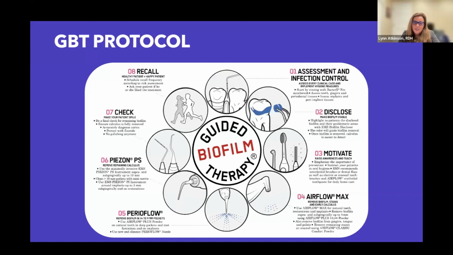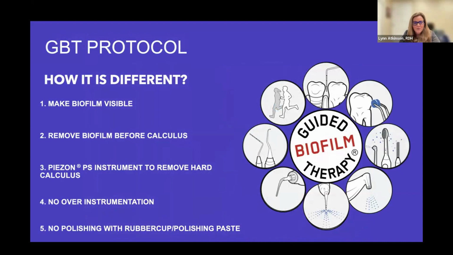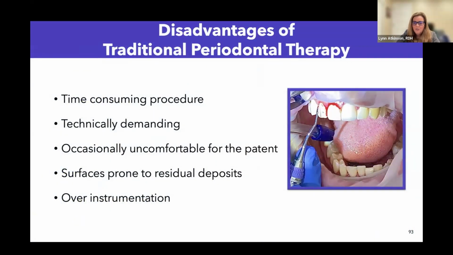And as long as you're using it on the lateral borders, because it is doing a linear motion, you're not going to get that screeching that you hear with a lot of other ultrasonics, and you'll be able to remove that without any discomfort. And then you're going to check the patient, and they're going to run back for their recall. So we're going to make biofilm visible. We're going to remove the biofilm before the calculus. We're going to use the PS instrument only for hard deposits. You no longer have to go through every single tooth every single time. We're not going to over instrument, and you don't need to polish.